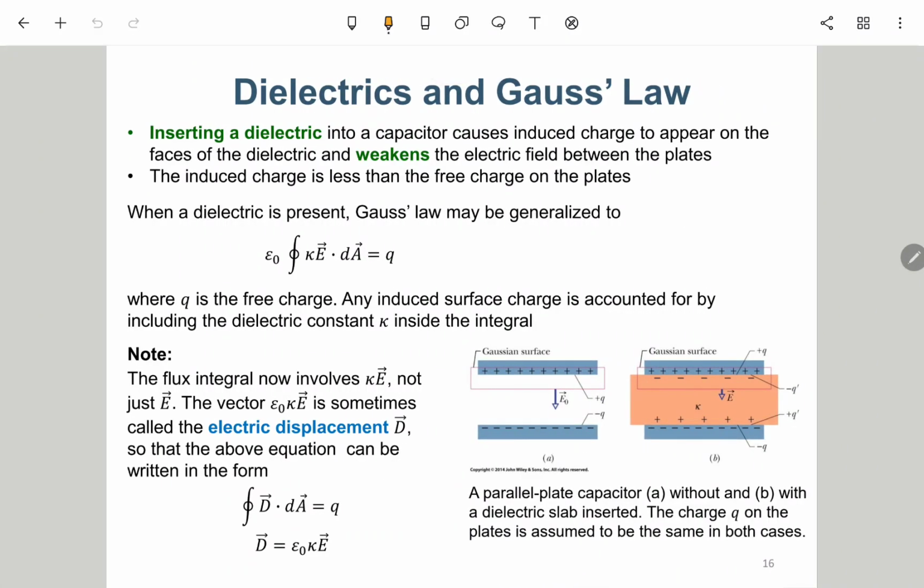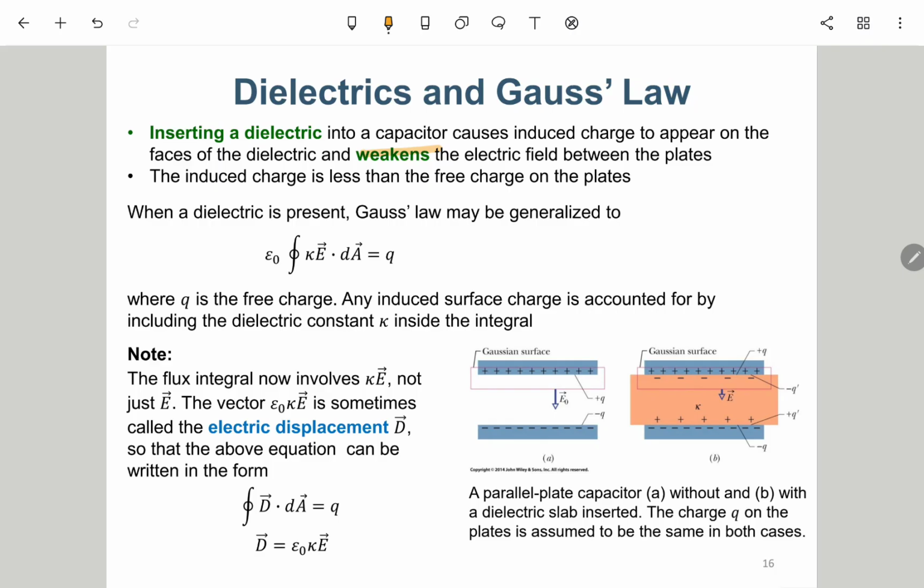So how does it change the capacitor, or how does it change the Gauss law or the Maxwell equation? Here the idea is, inserting a dielectric into a capacitor causes induced charge to appear on the face of the dielectric, weakening the E field between the plates. The induced charge is less than the free charge on the plate.